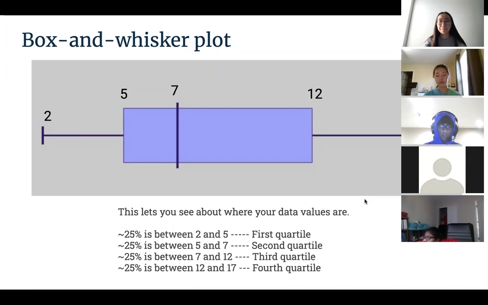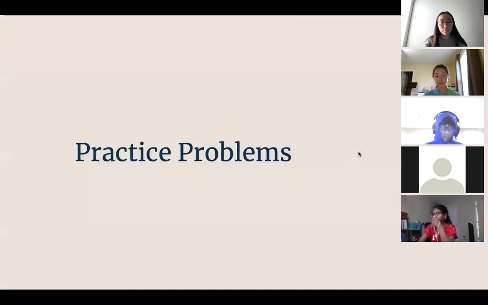For the data set that we've been using so far, about 25% is going to be between 2 and 5, and this is known as your first quartile. Then 25% is going to be between 5 and 7. This is known as your second quartile. 25% is between 7 and 12. This is your third quartile. And 25% is between 12 and 17, and this is your fourth quartile. Okay, so now we're going to move on to some practice problems.